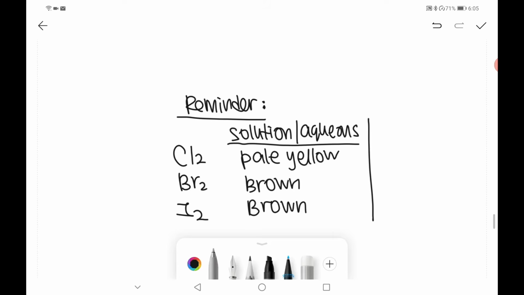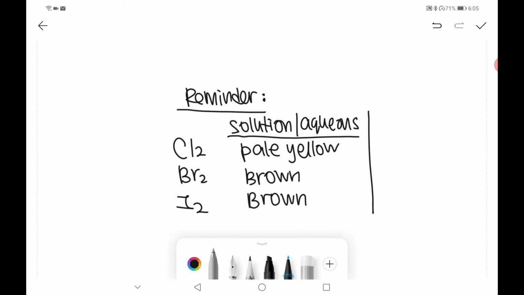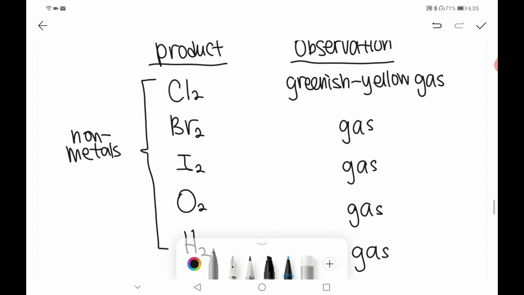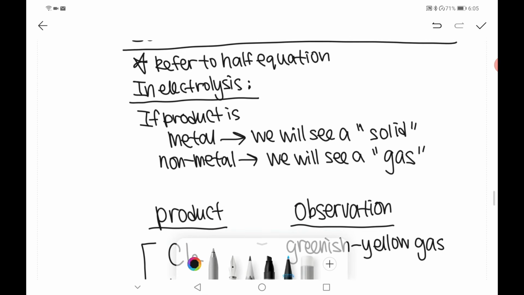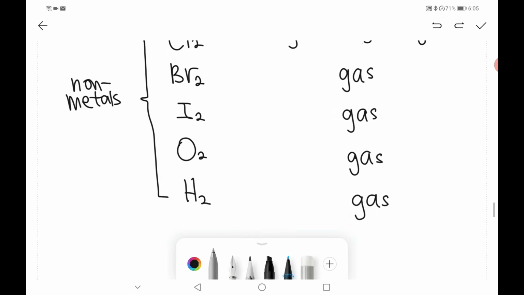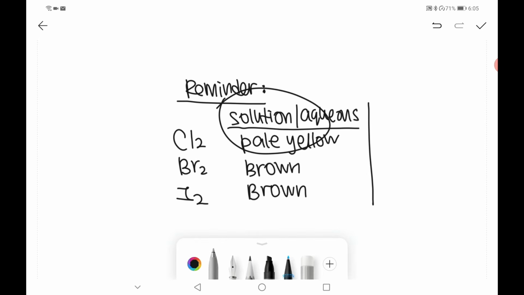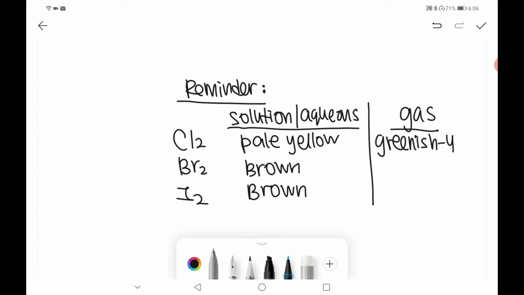But now in electrolysis, for the non-metal we will see gas. So for electrolysis, we will not see solution form. We will see it in a gas form. In gas form, chlorine is greenish yellow. The chlorine is green color mixed with yellow color. Greenish yellow.